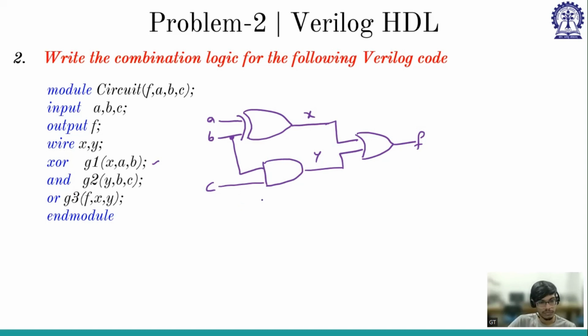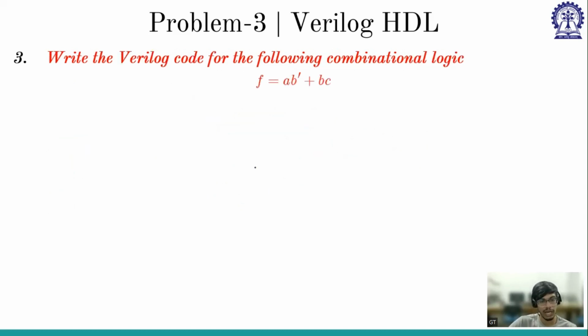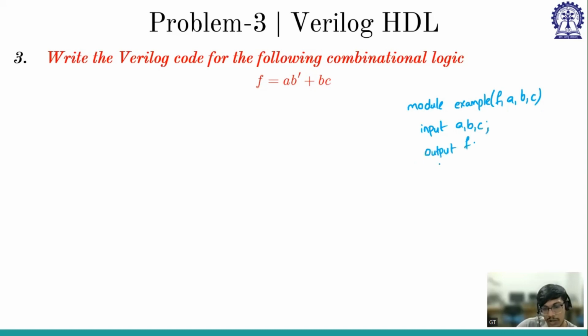Now, if I do it the other way, say I have given you one logic and asked you to write the Verilog code, how will you write it? Can you help me? Say I'll write module, some example circuit. First I'll define F, A, B, C. Input A, B, C. Output is F. Then maybe we'll take some variables, right?